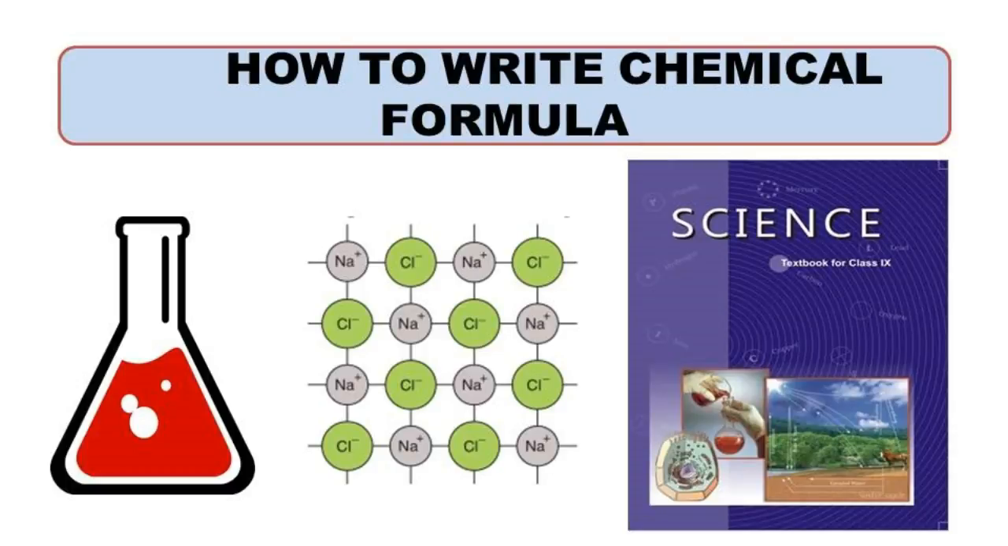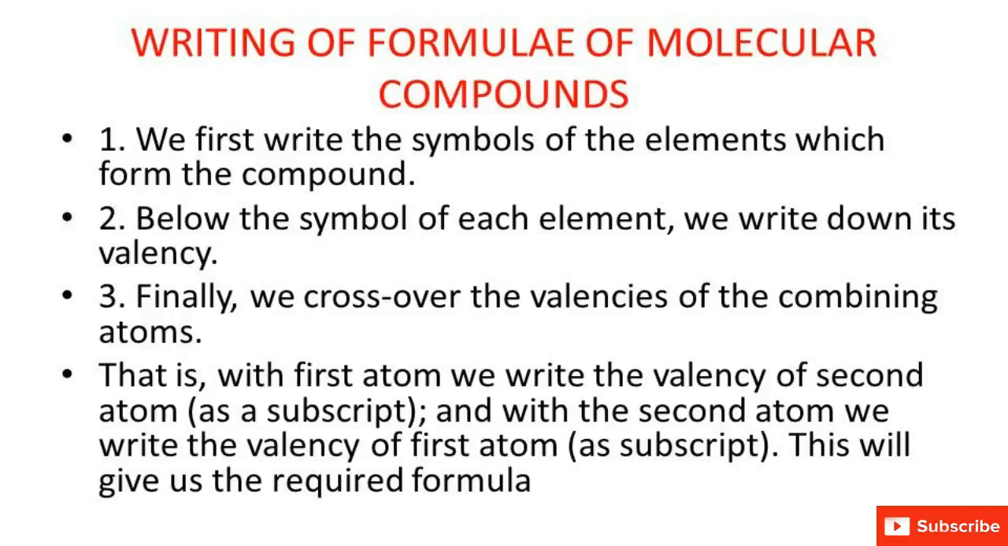Hello everyone. Today we will study how to write the formula of molecular compounds and ionic compounds. So first we should know the symbols of all the elements which form the compound. Second step is to write the valency of each element below its symbol. And the next step is to cross over the valencies of combining atoms.